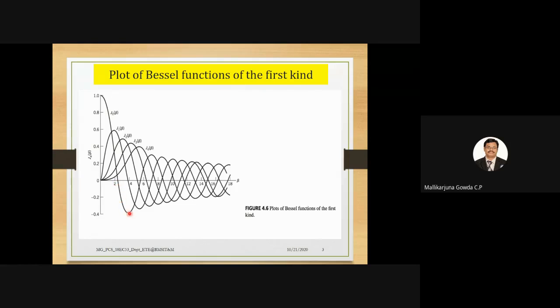Similarly, when beta is 5.552, its value is also 0, right? And then next is 8.65. Next one is 11.2, and so on. Okay. I will come to the expression of the carrier power, how it is related to Jn of beta. Then we will be able to appreciate how the Bessel function is helping here.